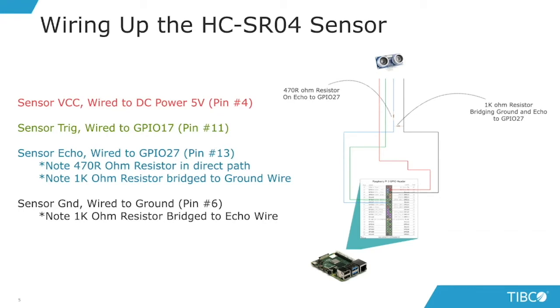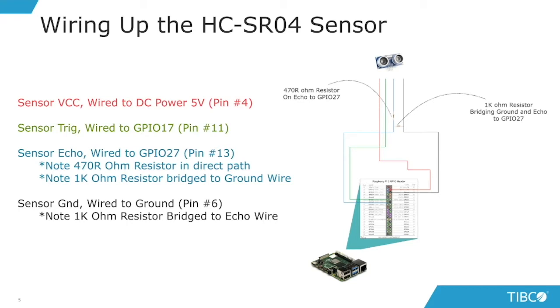The sensor trigger wire, which is green in our diagram, is going to plug into GPIO 17, which is pin number 11 on your Raspberry Pi 3 GPIO board. That's a straight line as well. Then we have 2 wires that we need to do a little bit of work on to get them operational, specifically the sensor echo wire, which is going to plug into GPIO 27. We're going to have to provide 2 resistors to do some voltage flow with those wires.